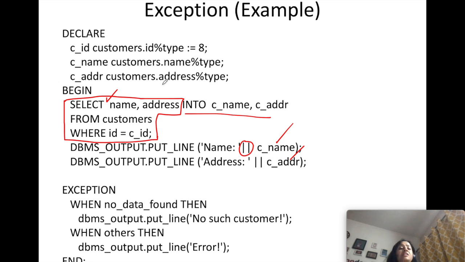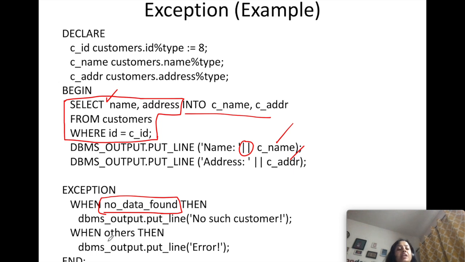What if the customers table doesn't have a row where id equals 8? What will happen in that case? There won't be any data found. Now we have kept the exception block where we wrote WHEN no_data_found. This no_data_found is an inbuilt exception. Then dbms_output.put_line 'No such customer'.